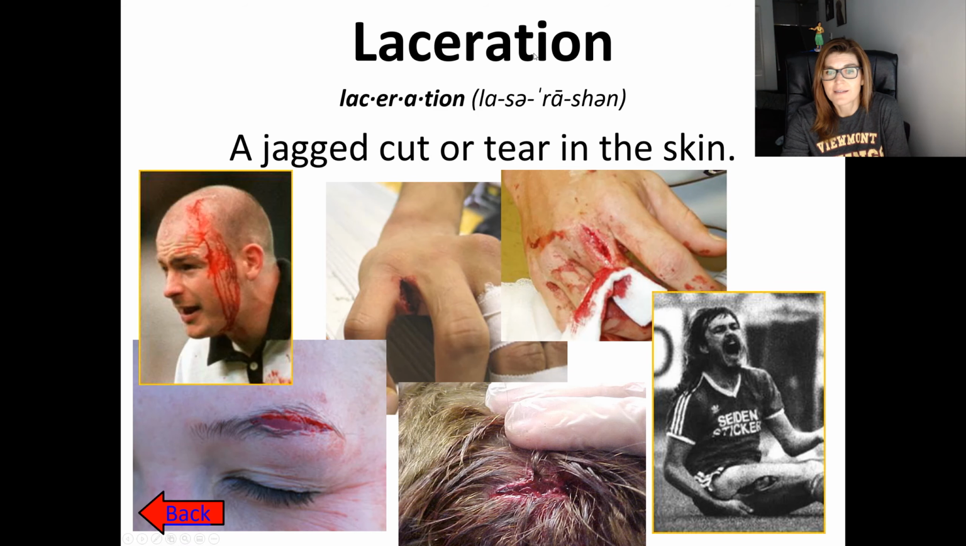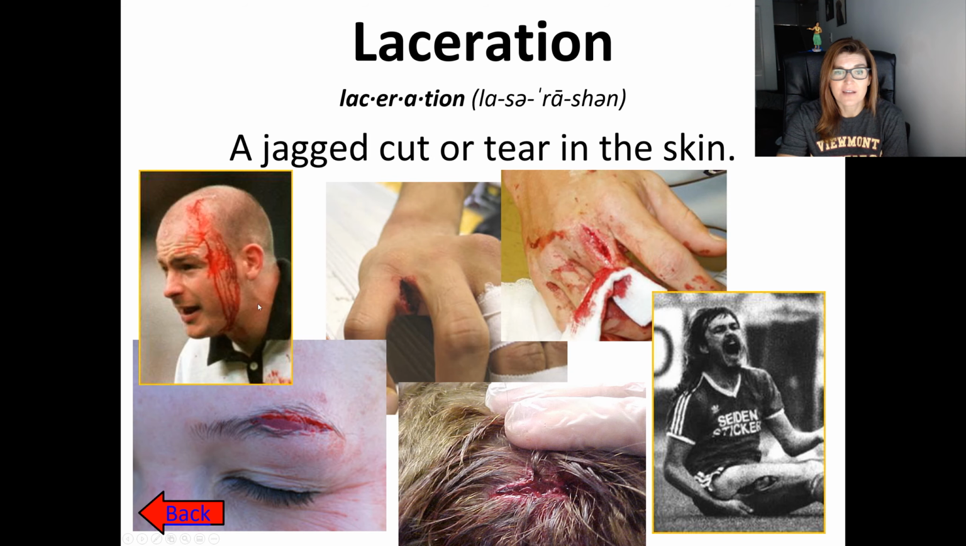Laceration. Yep, look at that. A jagged cut or tear in the skin. This is like Harry Potter's lightning bolt. That gnarly one in the right bottom corner, if you ever get a chance to see like the gnarliest soccer injury, that was it. That one was so ugly.